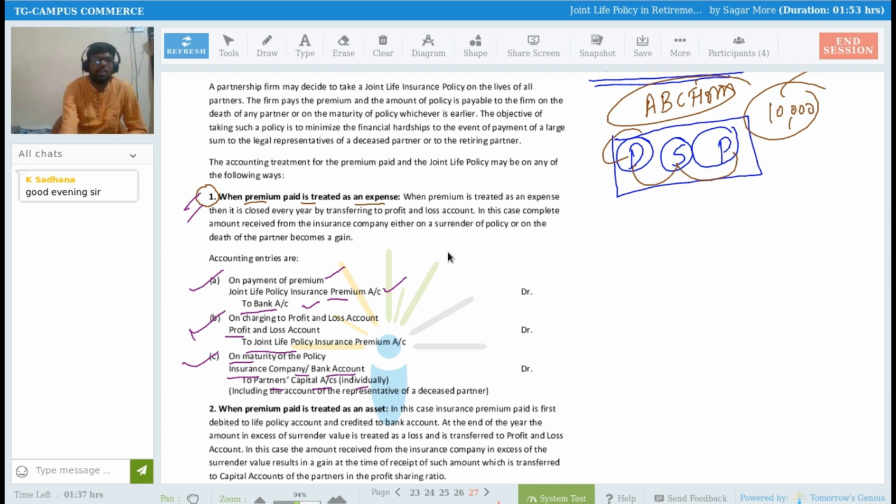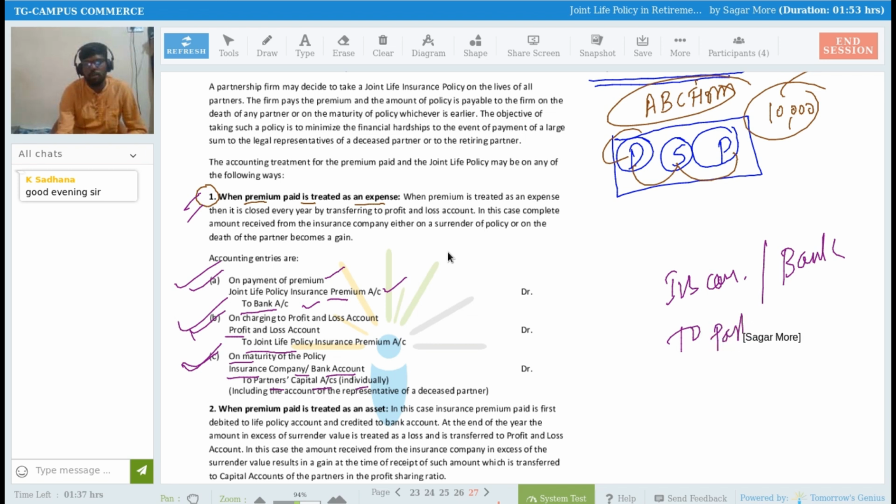First of all, you have to make a payment, and the entry for that is joint life policy premium account debit to bank account. Then profit and loss account debit to joint life policy premium account. And then on the occasion of maturity, that is nothing but the death of any partner, you are going to receive the amount, or you are supposed to get the money from the insurance company. Then the entry will be insurance company account debit if you are supposed to receive, or if you receive, then bank account debit, and you have to credit the individual partners' capital accounts, right? So those are the general entries we have to pass.